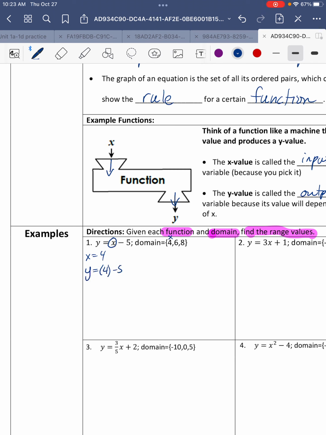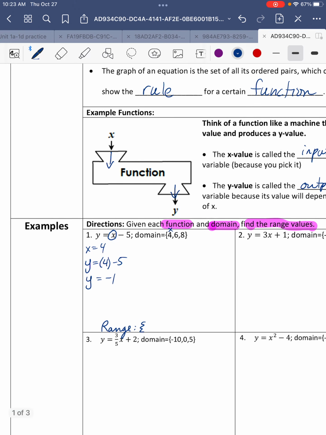Remember, when you're substituting, put parentheses around what you substitute, always. Then we're going to simplify this. 4 minus 5 is -1. So on my range, because range is your output, you inputted 4 for x. Your output is -1, which is your range, your y.